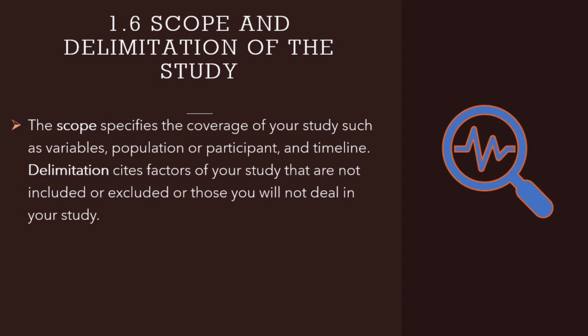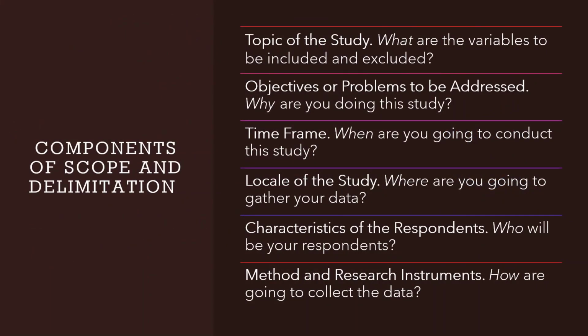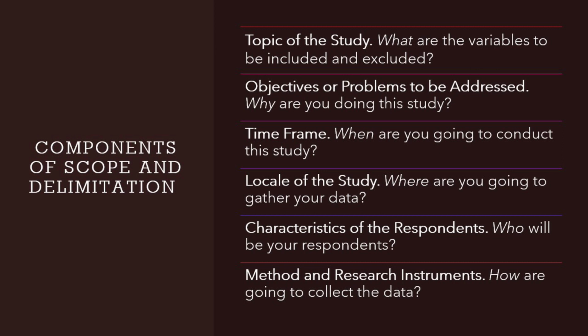And also, when you state the limitation, you make it clear for addressing issues that you did not promise to address in your study. So for example, if you are asked why you did not include gender in your analysis, you do not have to defend or apologize because you had given your reason in the limitation section or in your scope and delimitation. Components of scope and delimitation: topic of the study.